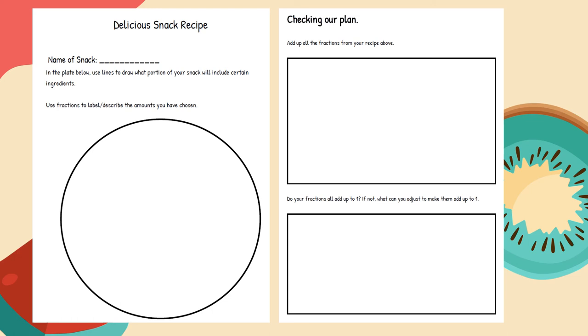So add up all the fractions from your recipe above. That's what they're going to do after they've created that pie chart. Do your fractions all add up to 1? If not, what can you adjust to make them add up to 1? So there's going to be some tinkering with math ideas.